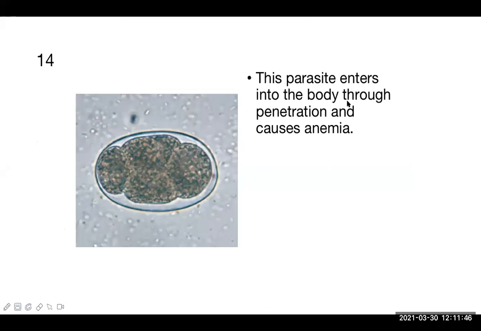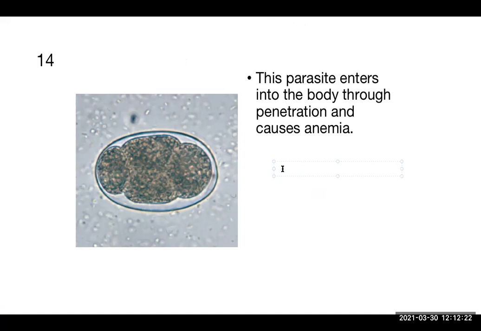Now, this parasite enters into the body through penetration and causes anemia. Look at this egg and give me the diagnosis. Hookworm. Okay, why hookworm? Which clue did you get here? Which type of anemia is this? It causes iron deficiency anemia, sir. And the egg is typically of hookworm, that is Ankylostoma duodenale or Necator americanus.